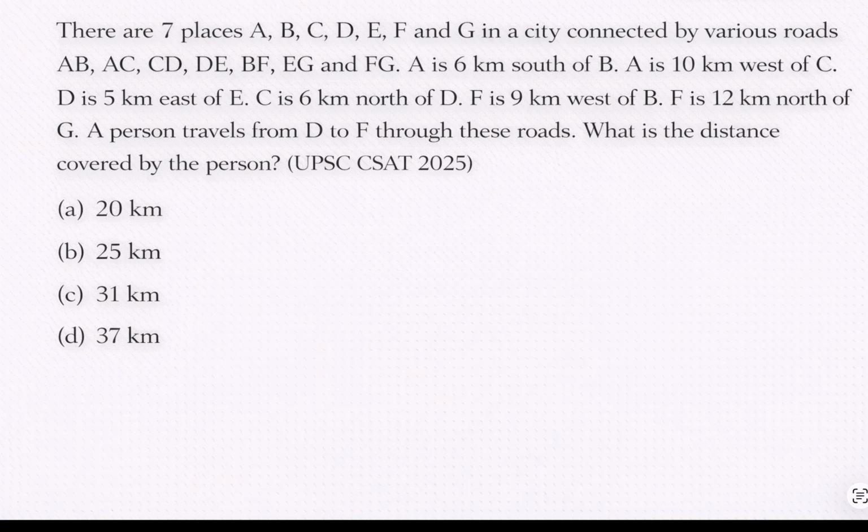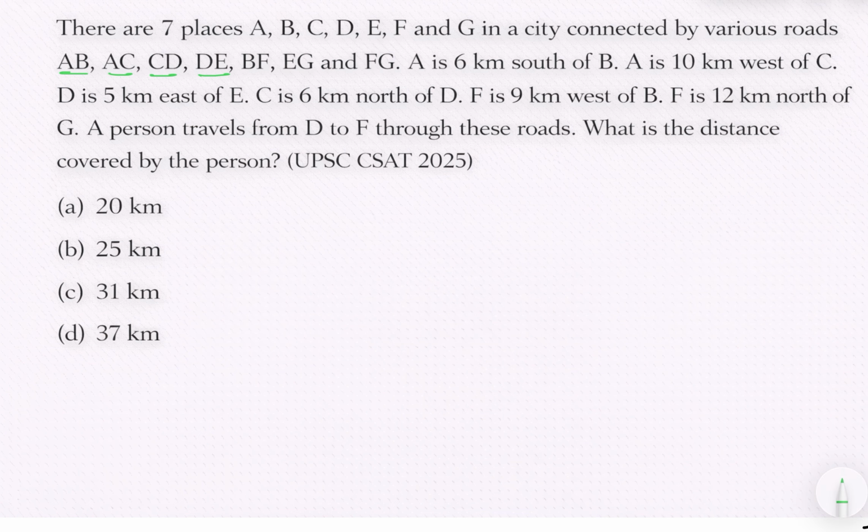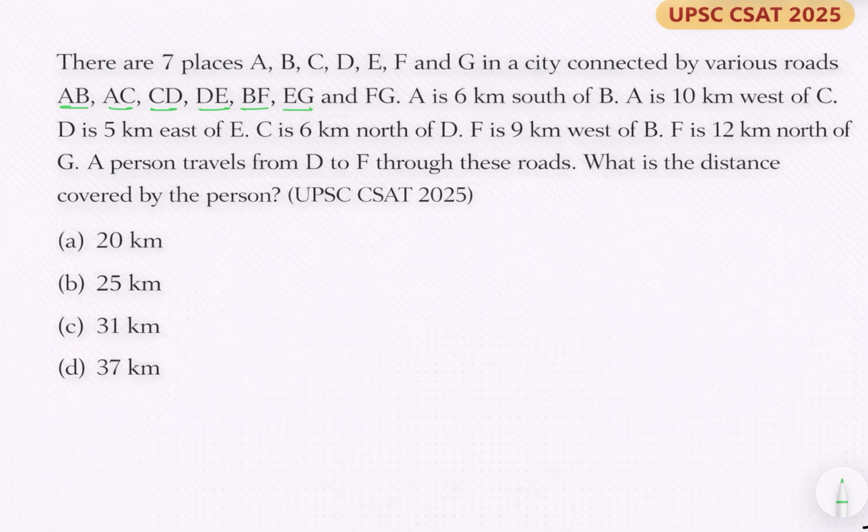The next question we have is, there are 7 places A, B, C, D, E, F and G in a city connected by various roads: A-B, A-C, C-D, D-E, B-F, E-G, F-G. A is 6 km south of B. If B is there, then A is south of B and the distance between them is 6 km.